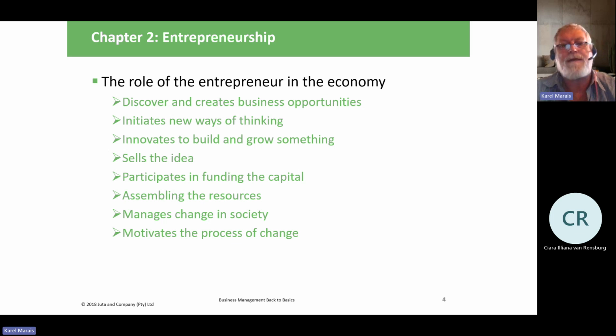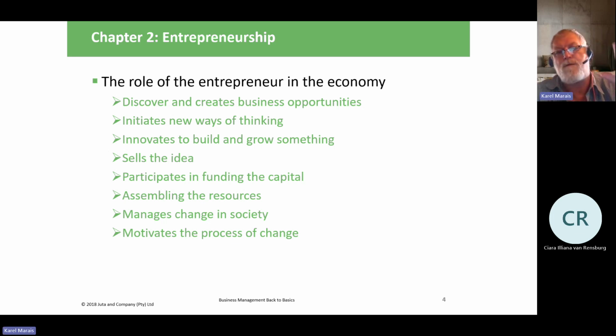In part, they fund the capital, so they typically put some of their own money into the idea. They group resources. Remember, an entrepreneur can't do much if they don't have resources. Yes, they can start small and build on that, but they need resources. They need people. They need machinery. They need raw materials. They need a building or a place to work from. And whether that place is a very expensive office building that they've rented, or it's mommy and daddy's garage, doesn't really matter. But they need those resources.